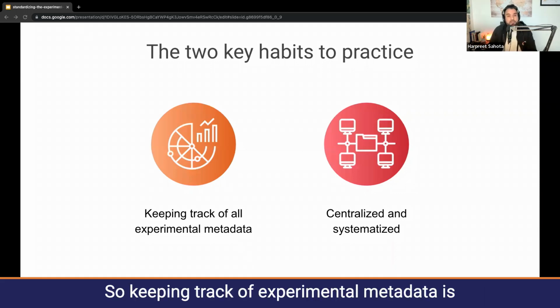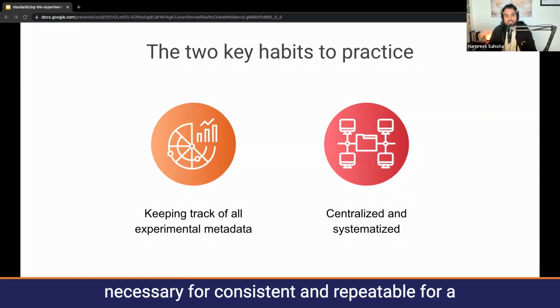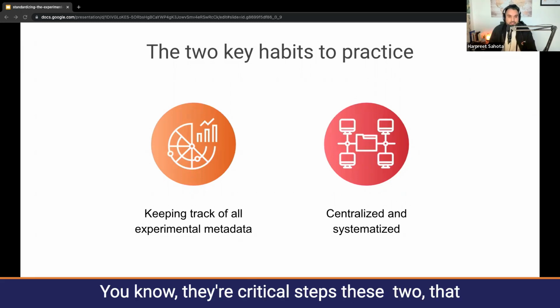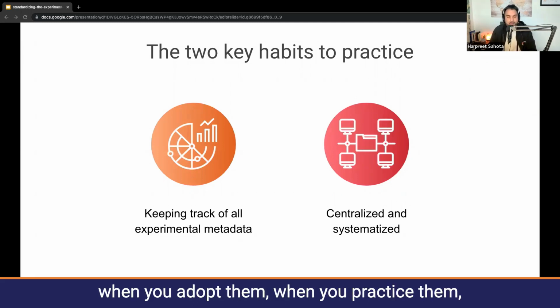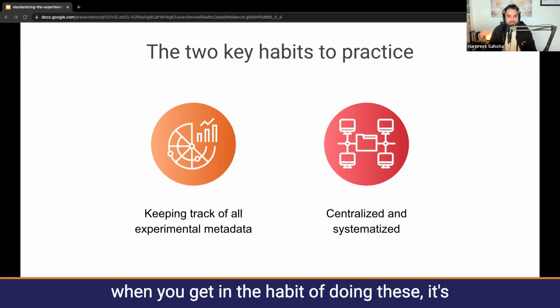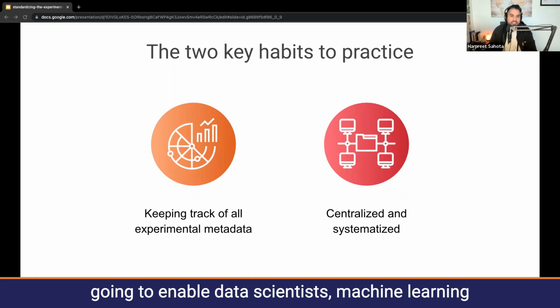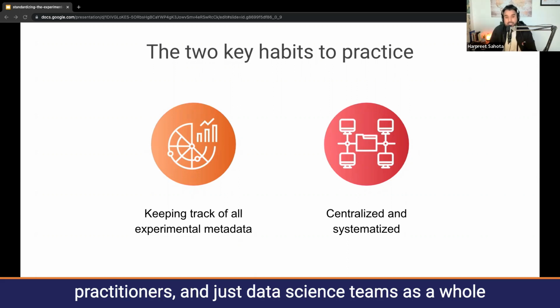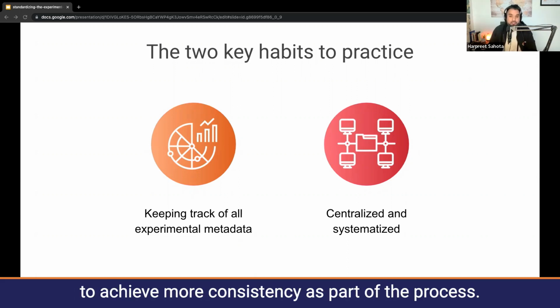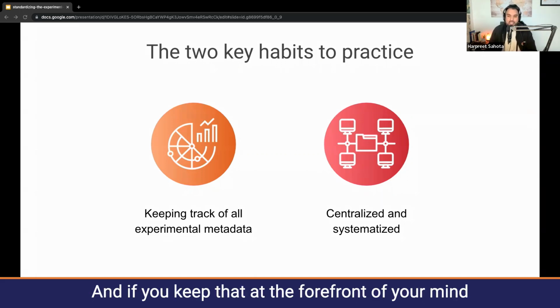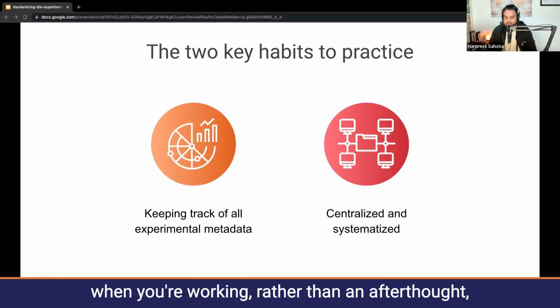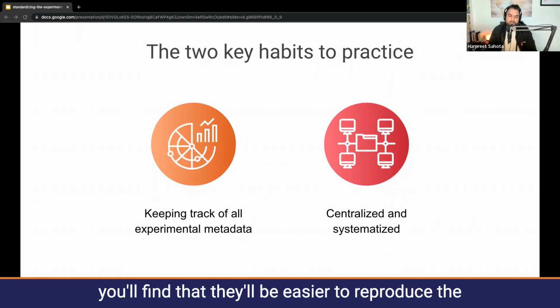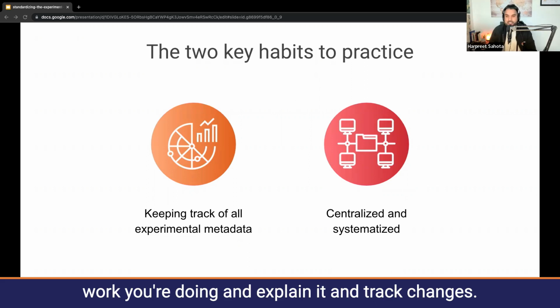So keeping track of experimental metadata is necessary for a consistent and repeatable experiment process. These two are critical steps that, when you adopt them and get into the habit of doing them, will enable data scientists, machine learning practitioners, and data science teams as a whole to achieve more consistency as part of the process. And if you keep that at the forefront of your mind when you're working, rather than an afterthought, you'll find that it'll be easier to reproduce the work you're doing, explain it, and track changes.